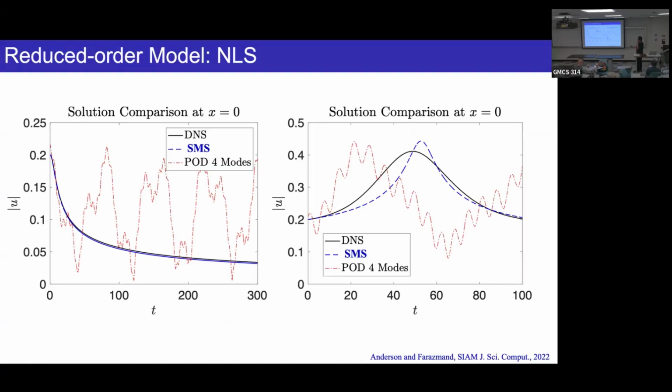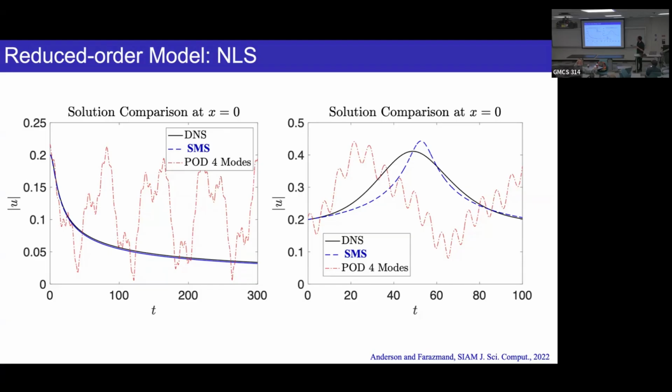For instance, if I look at this decaying case where the amplitude decays over time, this is the time series of the maximum amplitude of the wave. In the decaying case, the black one is the really accurate direct numerical simulation. The blue is our method, which is SMS. It tracks pretty well. But if you use POD, if you're familiar with proper orthogonal decomposition, it's a very popular reduced order modeling method.